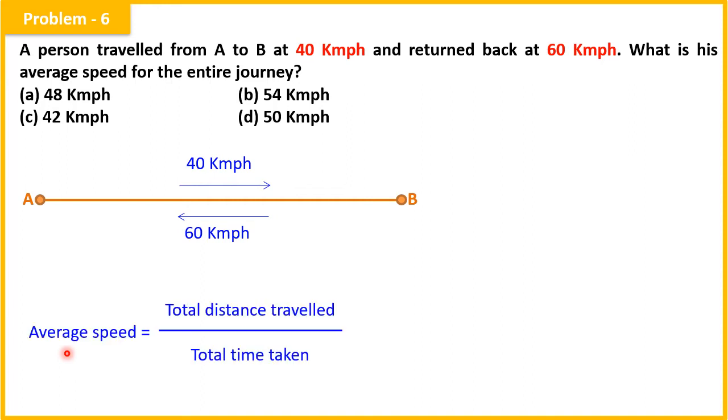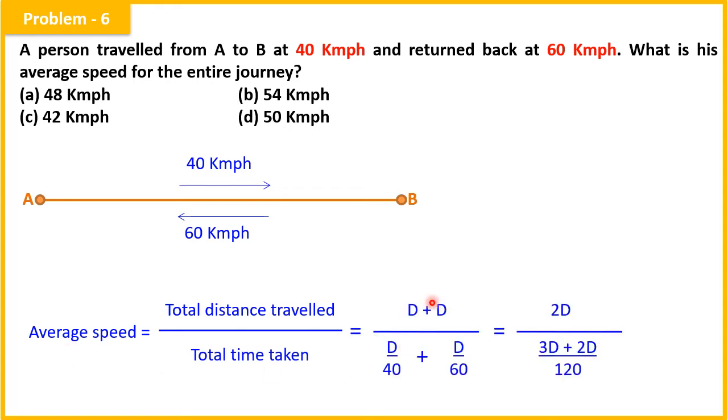We know that average speed is equal to total distance traveled divided by total time taken. Let us assume the distance he traveled as D. तो जाते समय अगर D किलोमीटर कवर किया तो आते समय भी उतना ही D किलोमीटर कवर किया. So total distance will be equal to D plus D, that is twice D. Time taken. Now timing is not given, but we can express the time as ratio of distance and speed. Time is equal to distance divided by speed. So अगर D किलोमीटर 40 के स्पीड से जा रहा है तो टाइम रिक्वायर्ड इज D डिवाइडेड बाय 40, और वही D किलोमीटर 60 के स्पीड से वापस आ रहा है, so time required is D divided by 60.